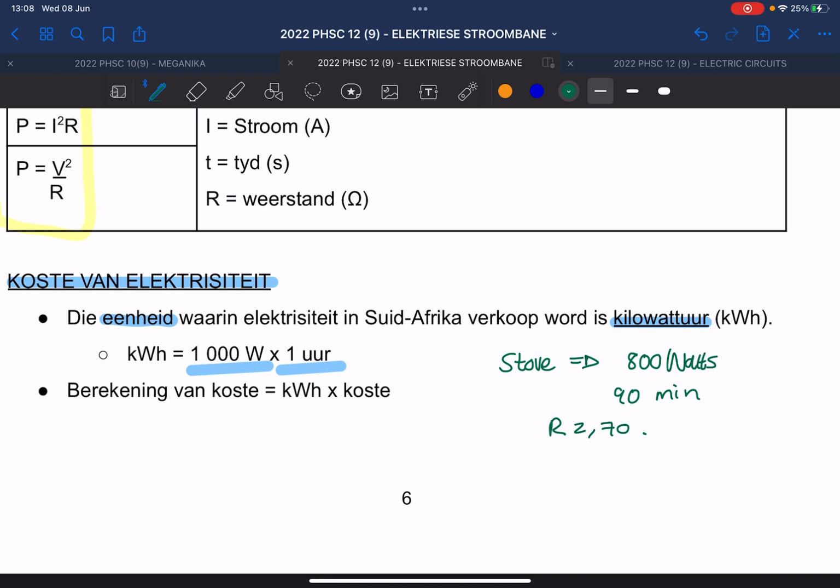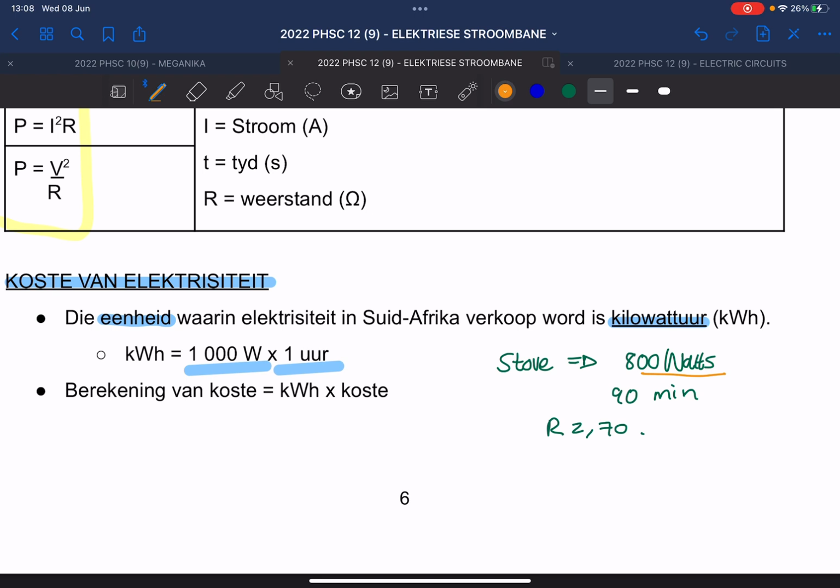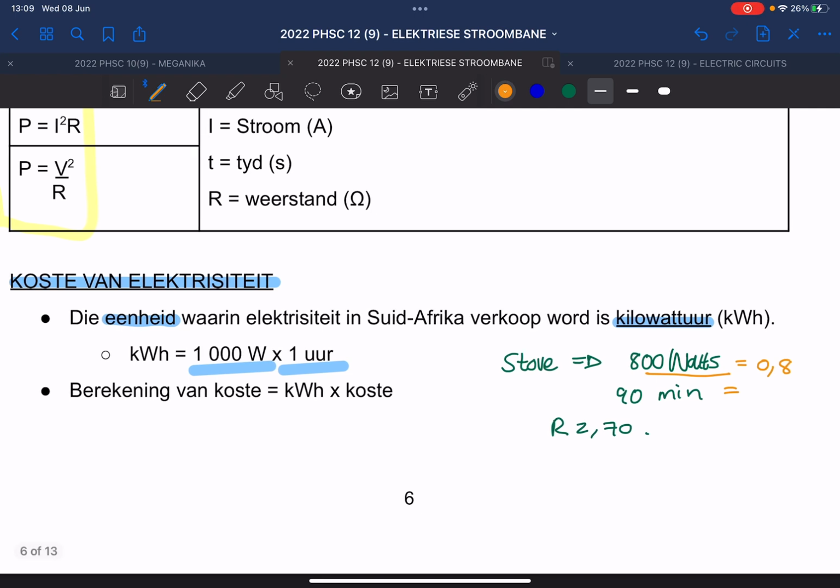Okay, goed. So, dan moet jy weet, you must know, because this is not on your data sheet, any of these formulas. You must know that you must convert or skakel om die watts na kilowatts. 800 watts is how many kilowatts? 0,8. Then you must know that 90 minutes you must convert to hours. 90 minute, hoeveel ure? 3 op 2 of 1,5 uur?